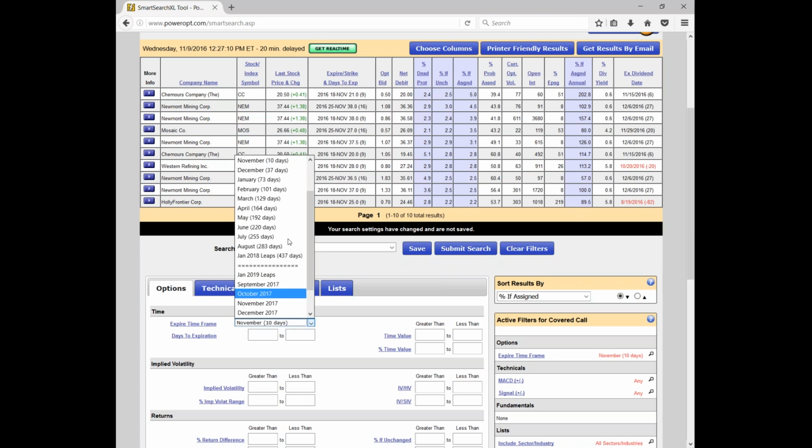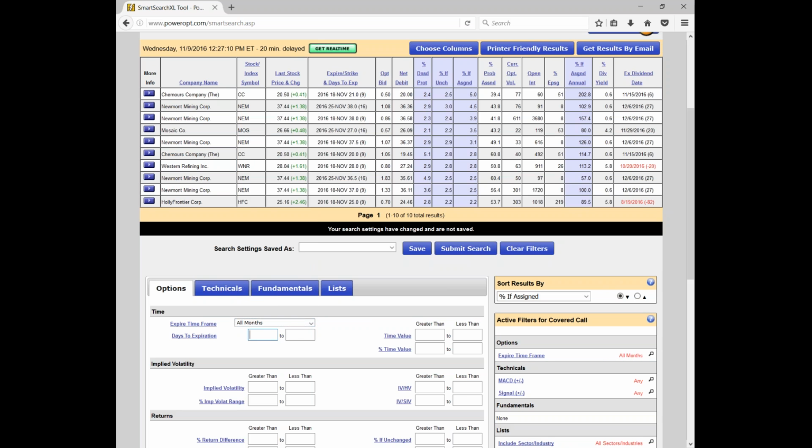Also earlier, remember, those of you that said you were looking further out in time, when you're creating your search, just go all months, and you can put minimum of, let's say, 40 days to maybe 95 days out in time. Use all months. That really describes all expirations, not just standard months expirations. Okay, but I'm just going to choose November.